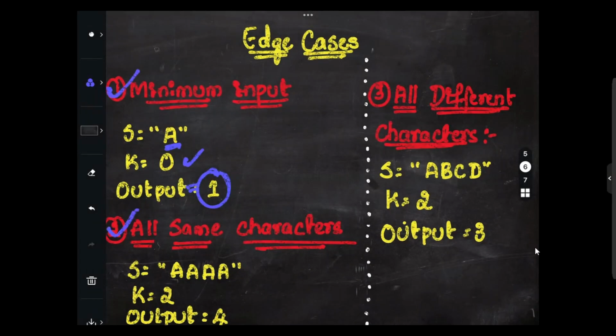Let's move on with the second edge case, all same characters. When I say all same characters, k we have been given 2. We already have the same letters here. We don't have to change anything. We can just give the output 4 in this case, right? So I hope this is clear.